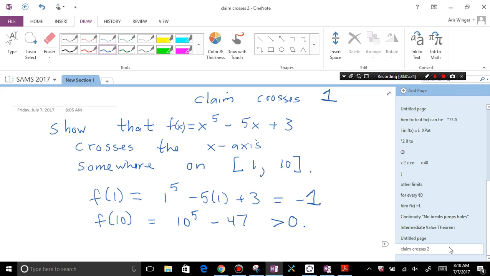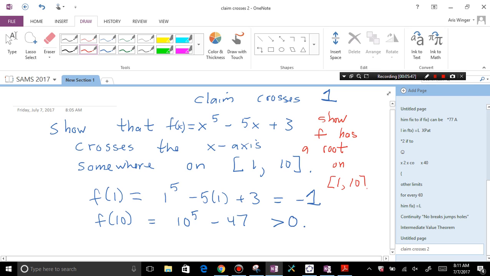So yeah, I may throw a question on here like that if I may want you to show that a function crosses the x-axis. Of course, I could say this in all sorts of different ways. I could rephrase this by saying, show f has a root on the interval 1 to 10.